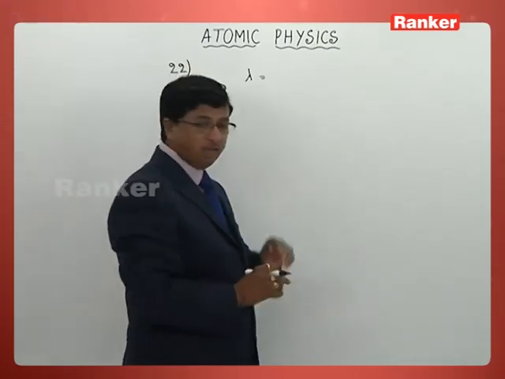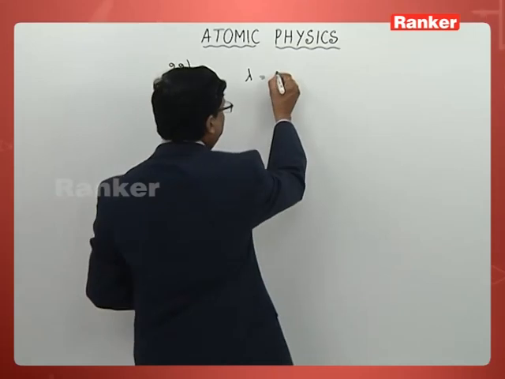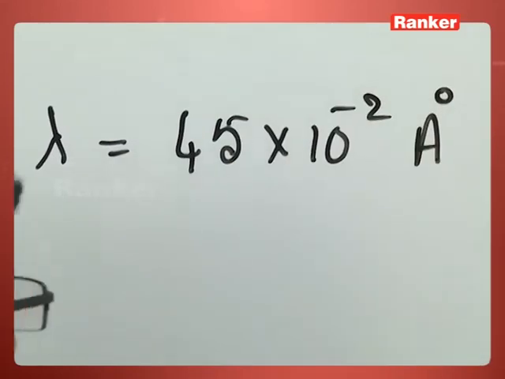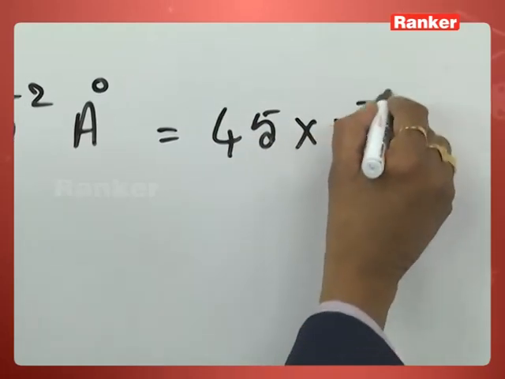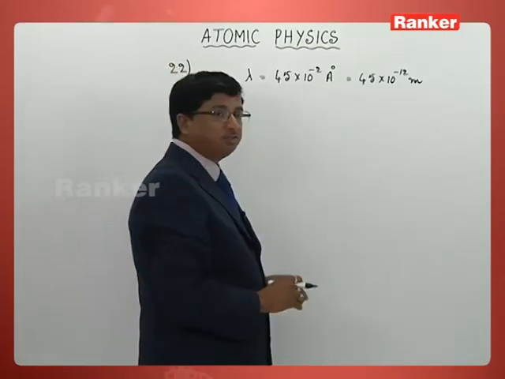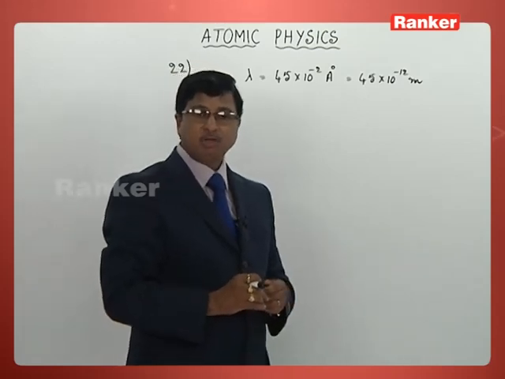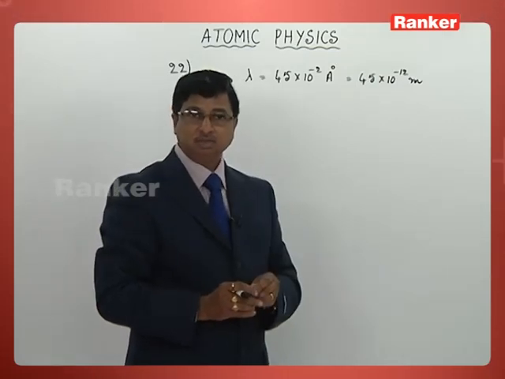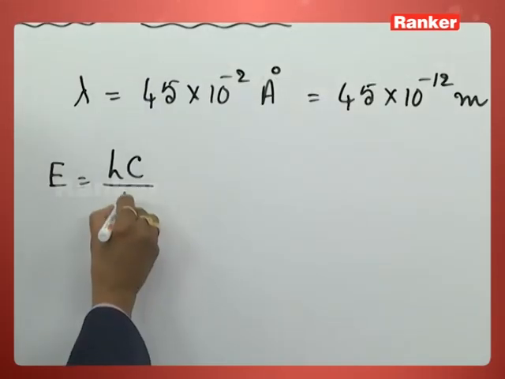So lambda is 45 into 10 power minus 2 angstrom units. This I can rewrite as 45 into 10 power minus 12 meter. Every one of you is familiar that 1 angstrom is 10 power minus 10 meter. That's a conversion factor which all of us know. And what is his question next? He is asking you to calculate energy. That energy now can be taken as simply hc by lambda.